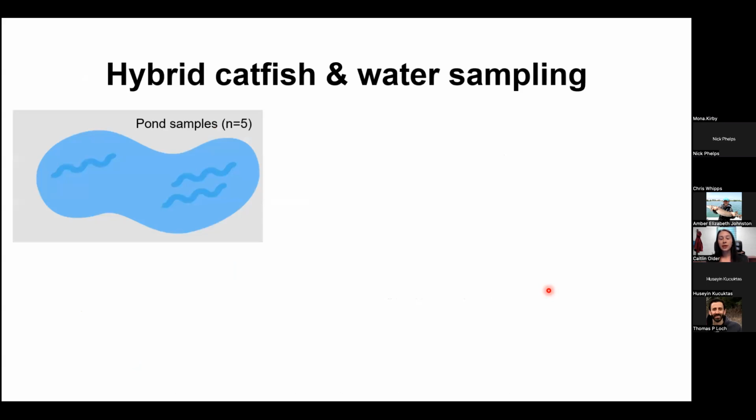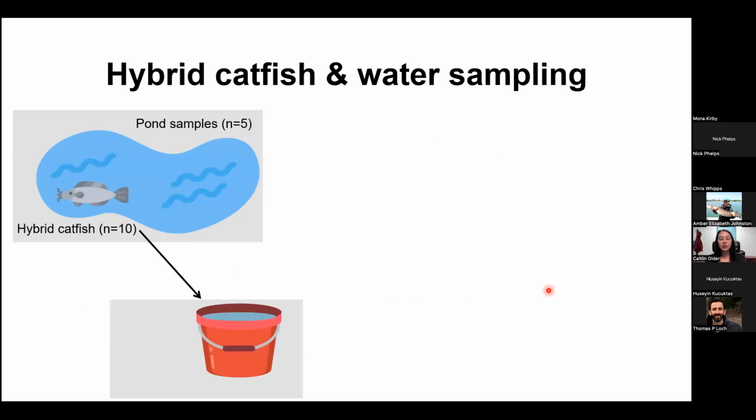We also wanted to get realistic samples. And so we had 1 pond with hybrid catfish. And from this 1 pond, we took 5 water samples. We also took 10 hybrid catfish, put them into 1 holding tank where they were held during sample collection. From this holding tank, we took 3 water samples.